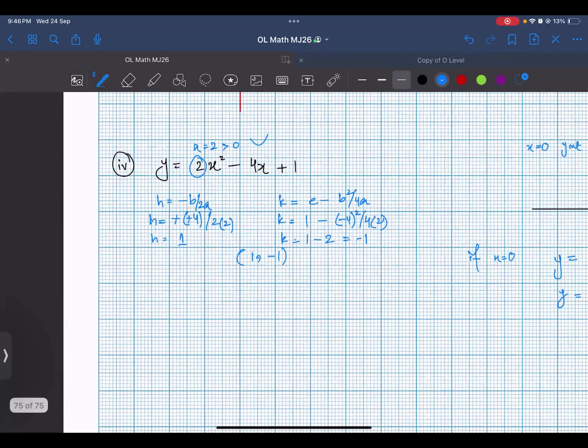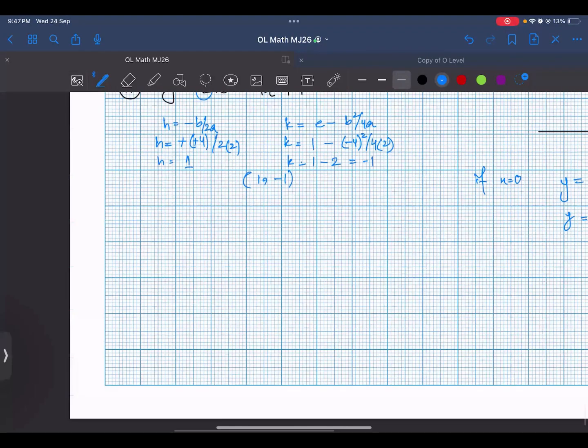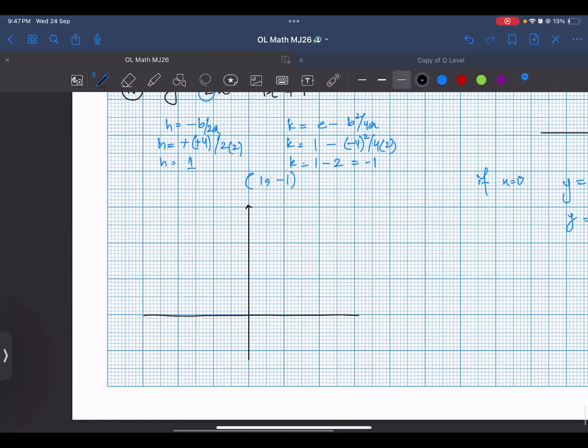So what would you do now? The turning point is 1 comma minus 1. This is 1, this is minus 1. This is your turning point. The turning point is done. And now you can see there is a y-intercept as well, and there is an x-intercept as well.